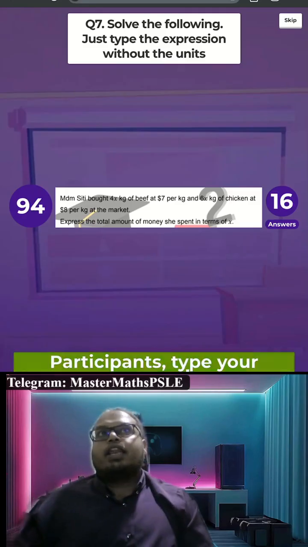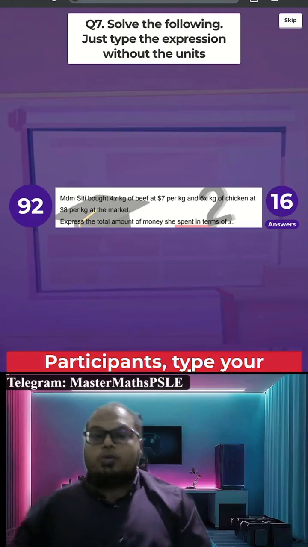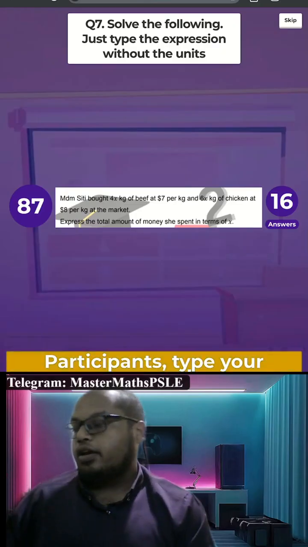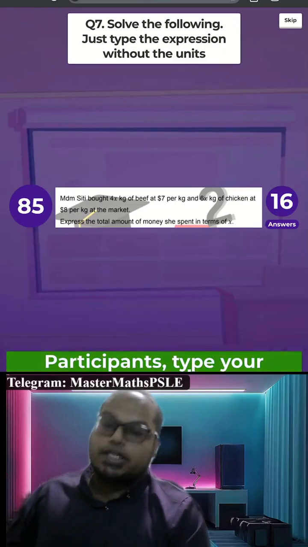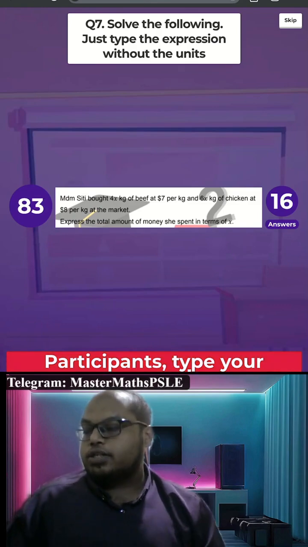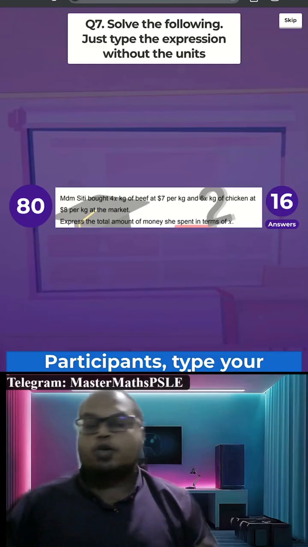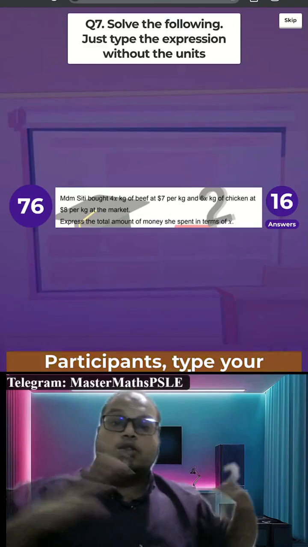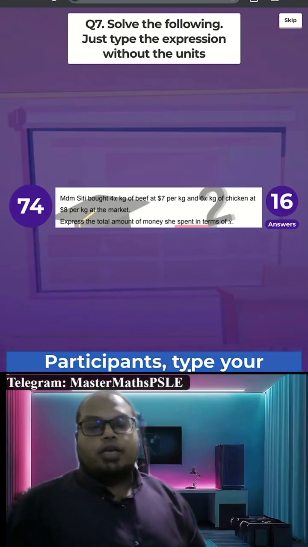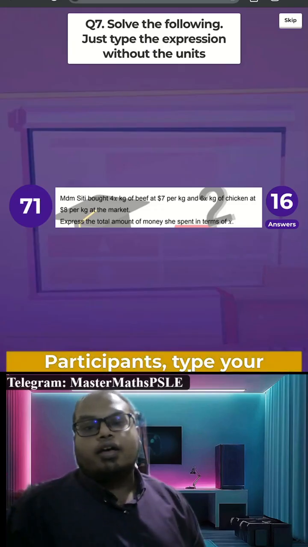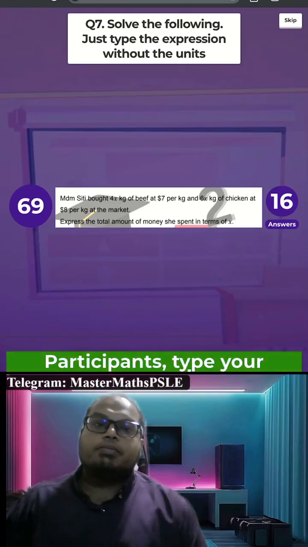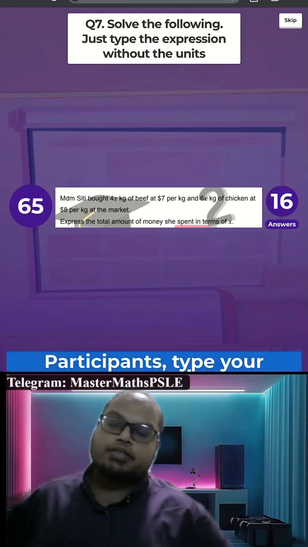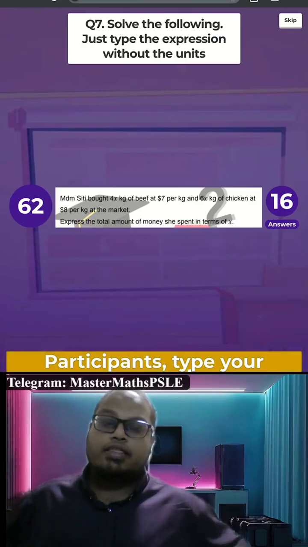Think of it like how you would usually do this question when it's not with an X. Example, he bought 4 kg of beef at $7, 6 kg of chicken at $8. Then how do you find the total price? The method is about the same. The only difference is there is an X. Other than that, the method is the same.